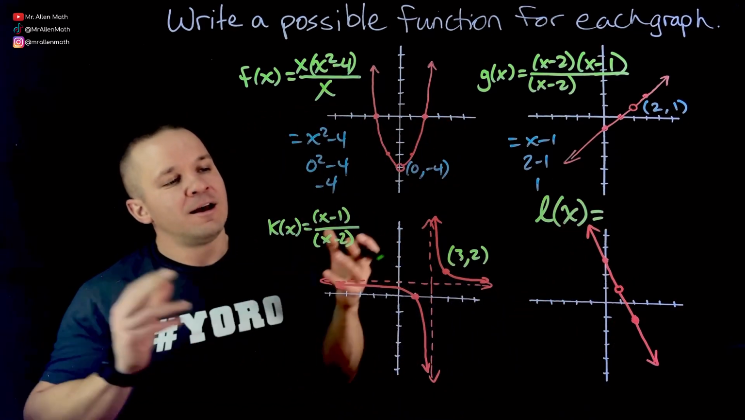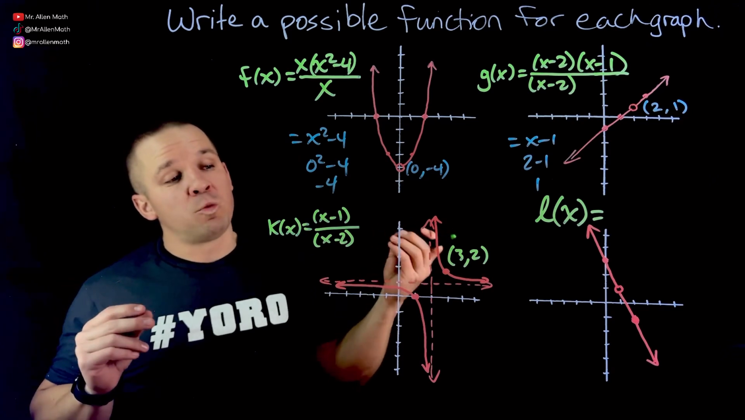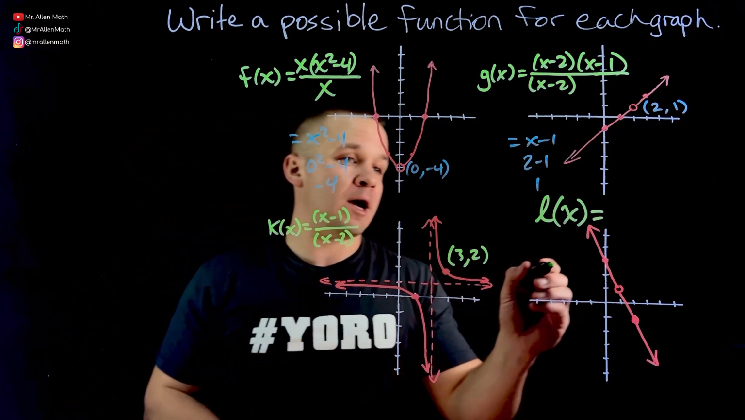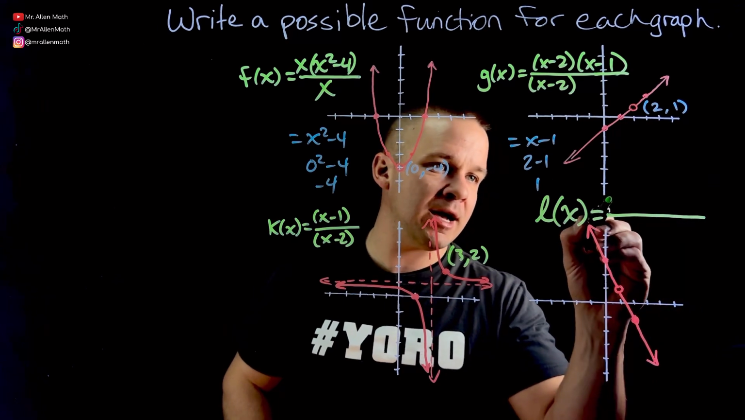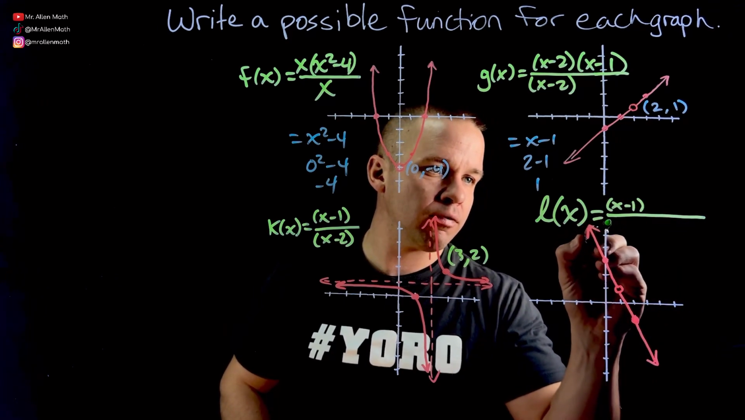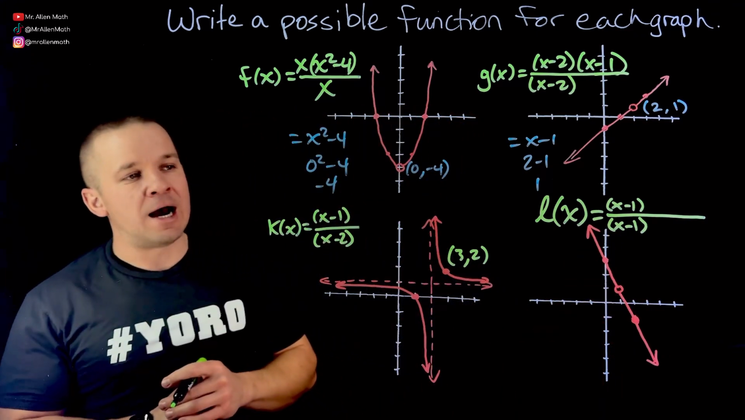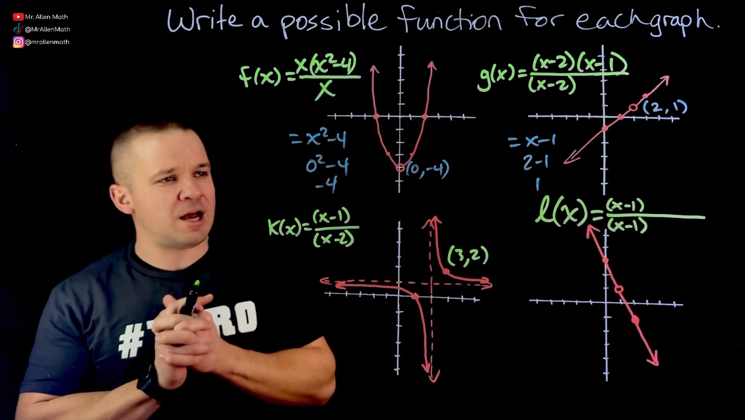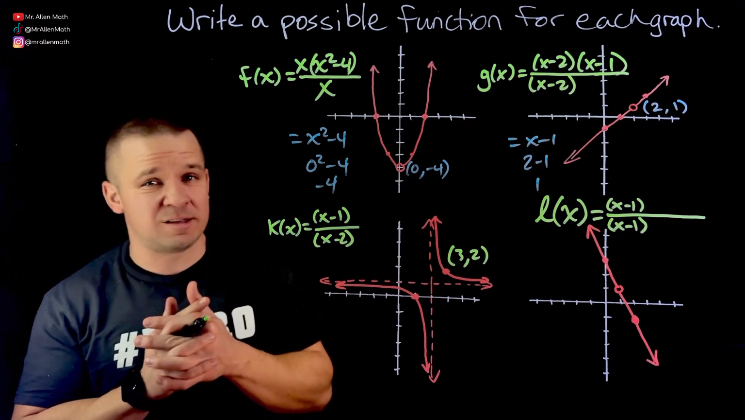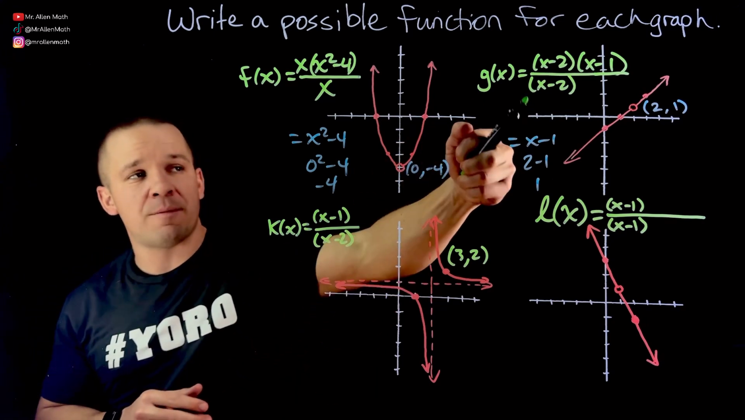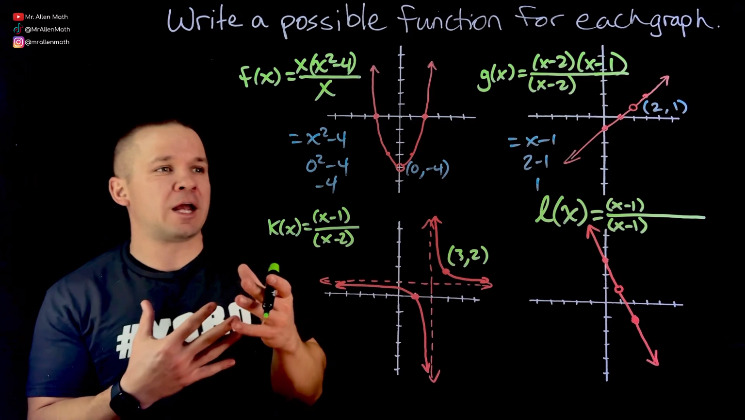Let's see here. I got x equals 1 is where the hole is occurring, right? So I know I need to have x minus 1 present in both the numerator and the denominator. Now, let's see what else we can have here. There's no vertical asymptote, so nothing else in the denominator, right? That's the same thing that happened up here. Really, we should just be left with an equation of a line.